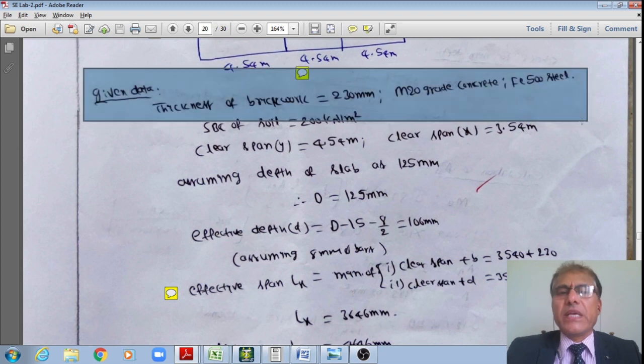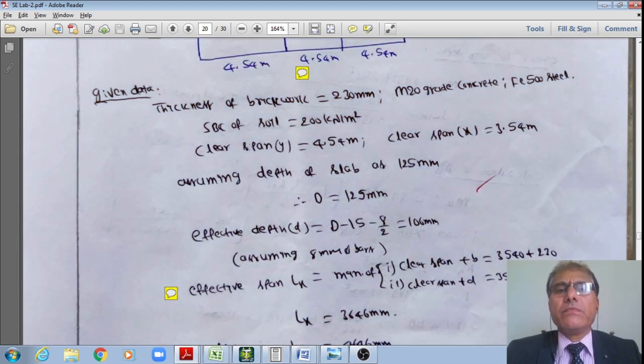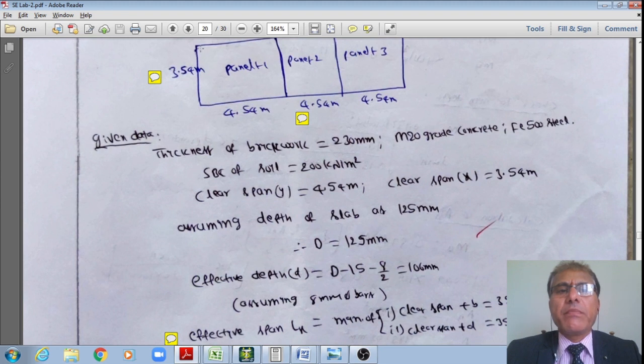Thickness of the brickwork is given as 230 mm thick, and M20 grade concrete means fck, the characteristic compressive strength of the concrete, is equal to 20 Newton per mm square, and Fe 500 means the yield stress of the steel is 500 Newton per mm square, and SBC of the soil is given as 200 kN per meter square, and the clear span between brickwork to brickwork is 4.54 in the length direction as well as, in the width direction, 3.54.